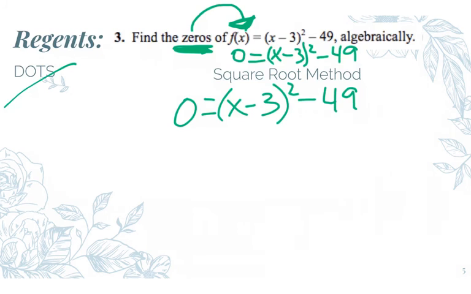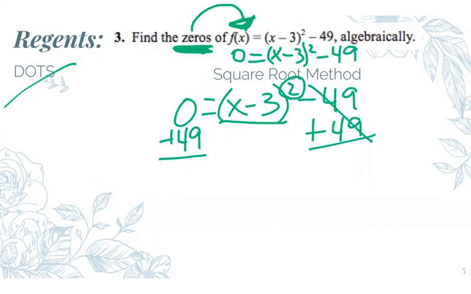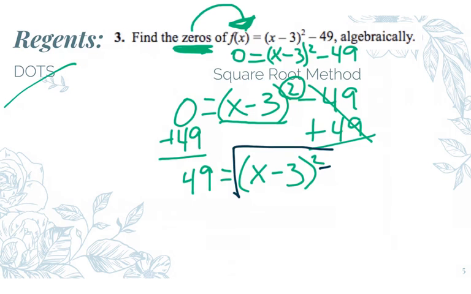All right. So in the square root method, we just want the term that is being squared by itself. Everything else goes on the other side of that equals. Okay, so I've just added 49 to both sides. So here I've got 49 equals parentheses. Remember, this is 1 unit squared. Now, the inverse of a square is a square root. And what I do to one side, gotta do to the other side.